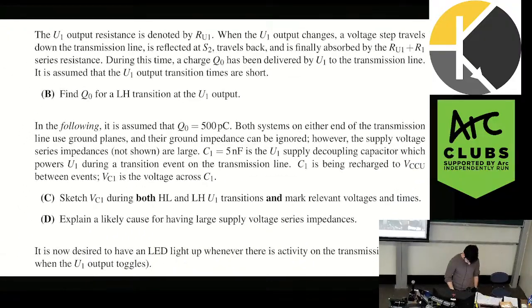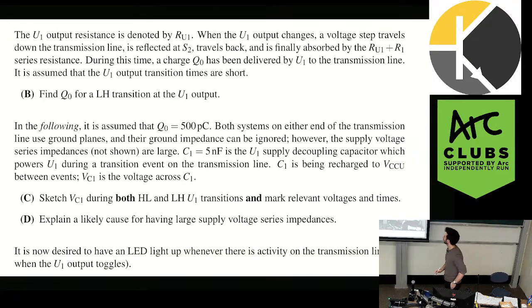No. Okay, so another long one. I'm probably not going to read it. I'll just tell you what the question is saying. Okay, so it says so there's a certain amount of charge.